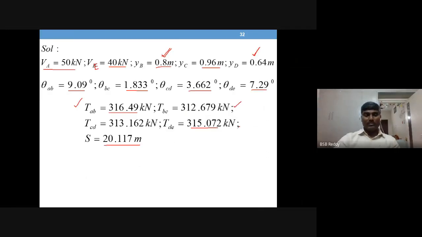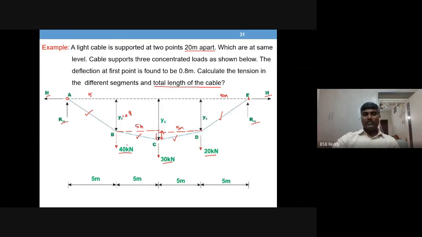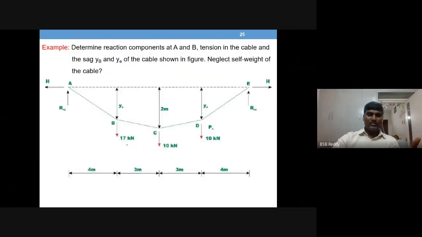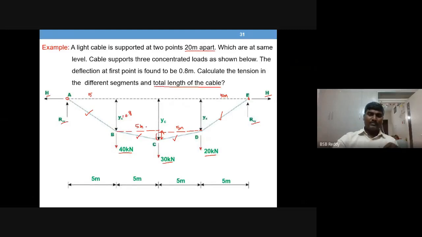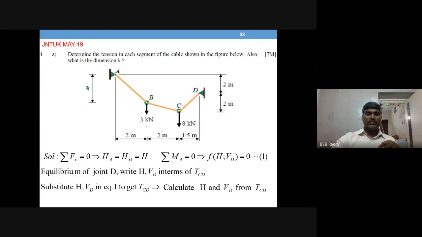That will give you 20.117 meters. It is more than 20. Twenty is the span, and the length of the cable is not 20. It is more than 20. So practice this problem. This is very similar to what we have discussed earlier. The same way, along similar lines, we have to practice this one. Right. So we're going to the next problem.